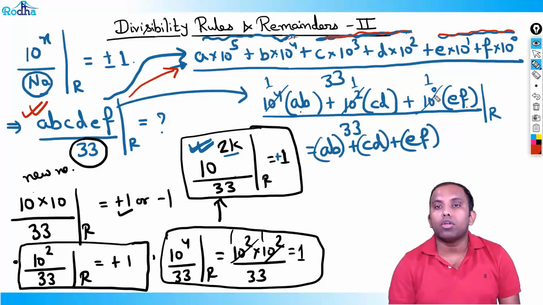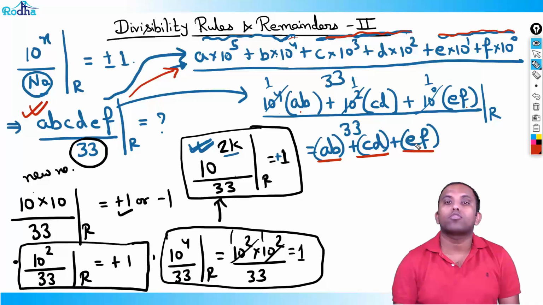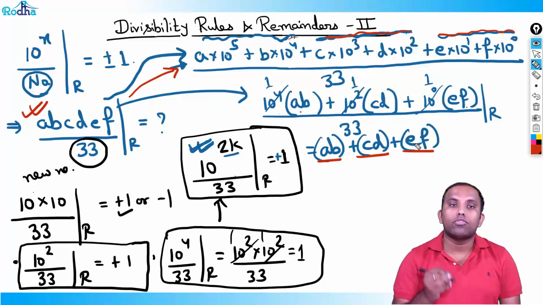Now you divide every power of 10 by 33. So 1 by 33, 1. 10 square by 33, 1 is the remainder. 10 raised to 4 by 33, 1 is the remainder, right? So what we are left with is AB plus CD plus EF. That's what we were looking for. That's why we found that 10 square by 33 remainder is plus 1.